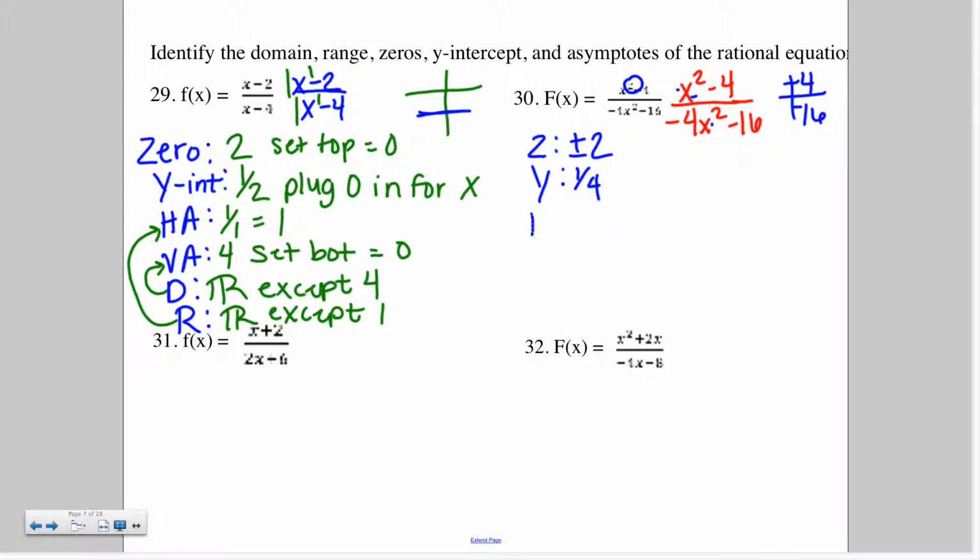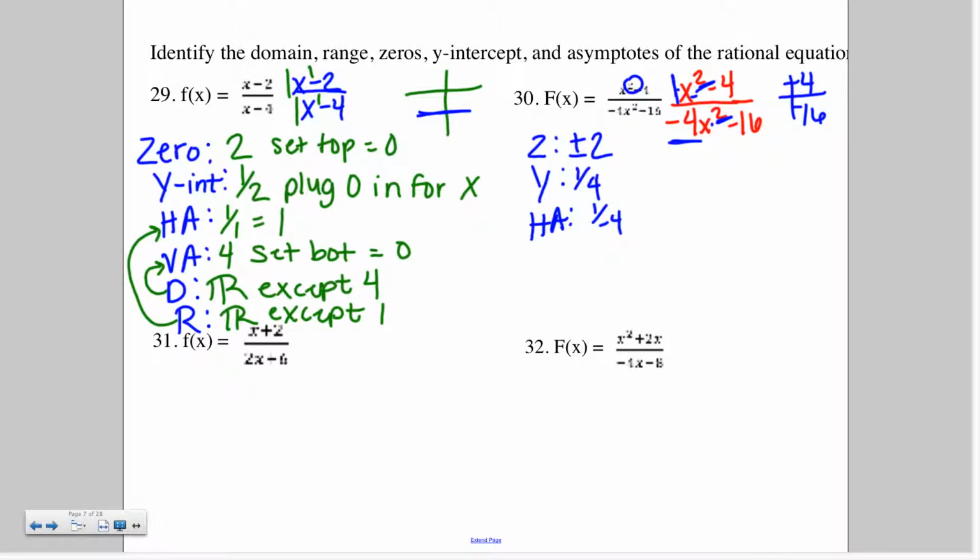All right, for my horizontal asymptote, I'm looking at my exponents. If I look at my exponents, I have the same. I have a 2 and I have a 2. So since they're the same, I have to look at what's in front. I have a 1 here, and then I have a negative 4 here. So I'm going to have 1 over negative 4, and that will be my horizontal asymptote.